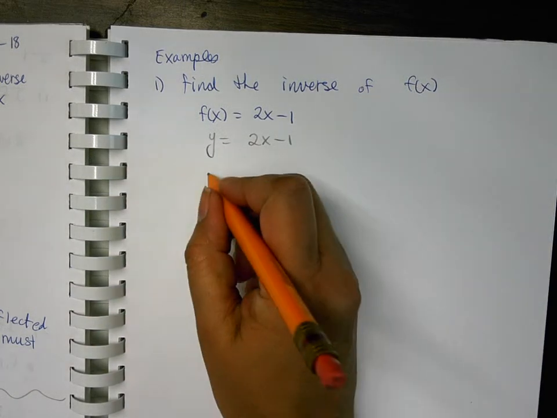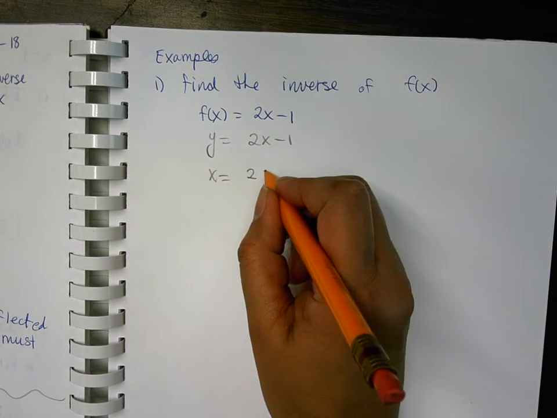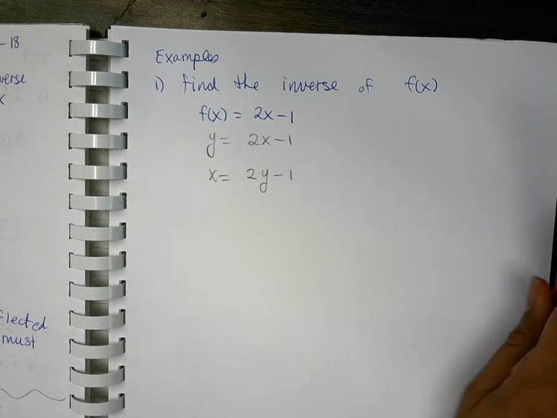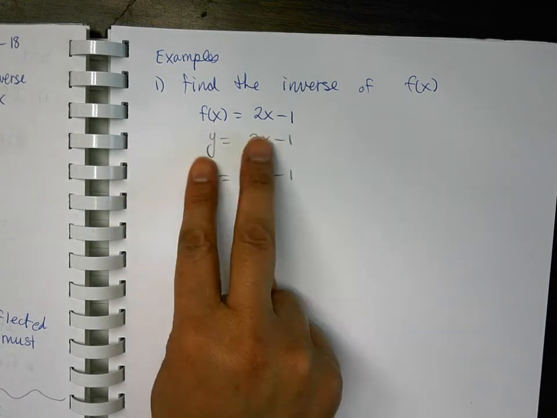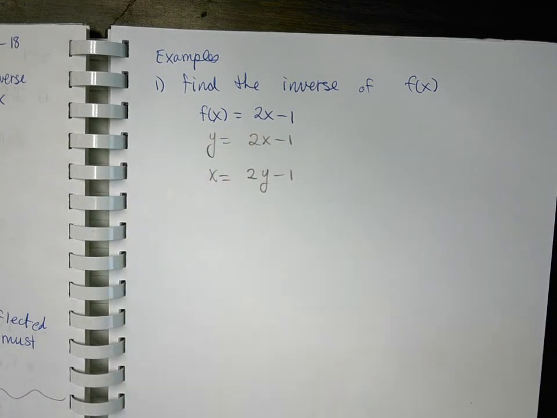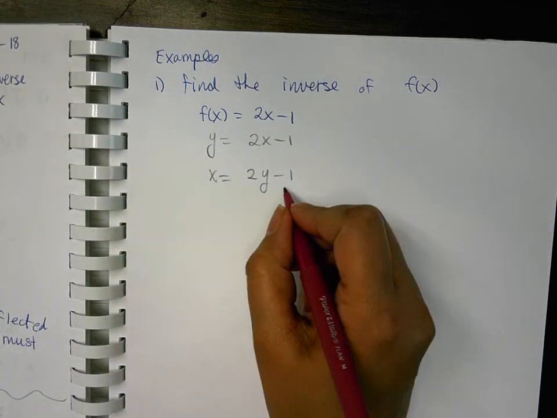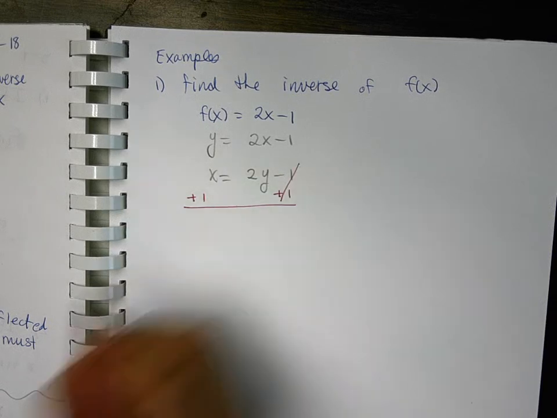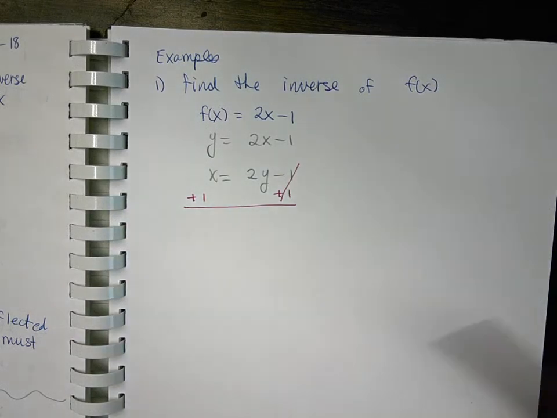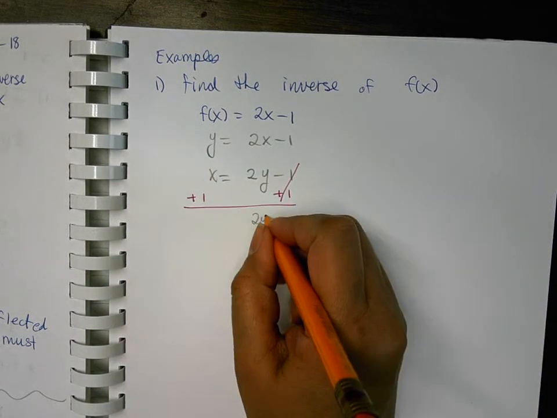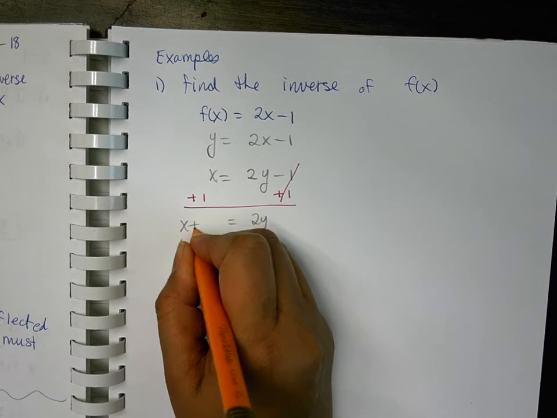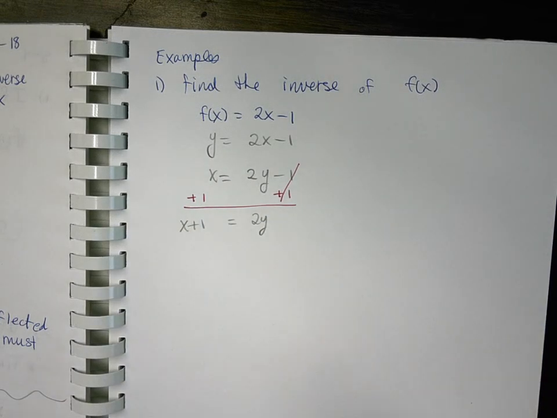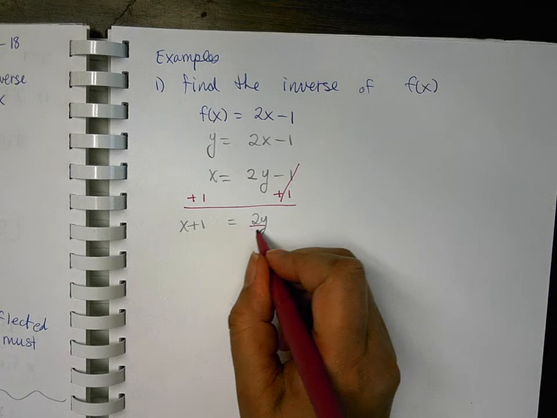Step 2, swap the variables, so this becomes x equals 2y minus 1. So all I did is I flip-flopped the x and the y. And the last step, solve for y. How would I solve this for y? What would I do? Add 1. And what do we get? 2y equals x plus 1.